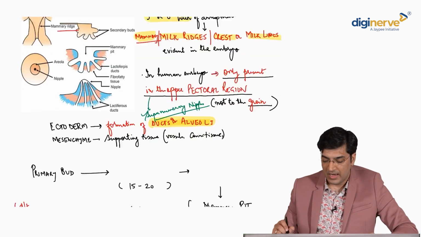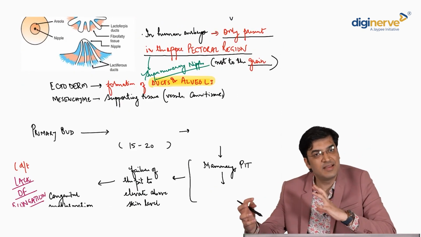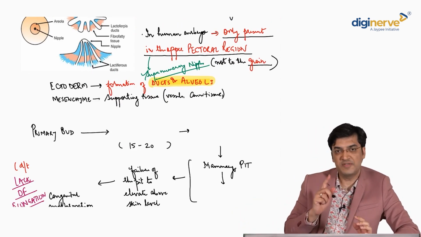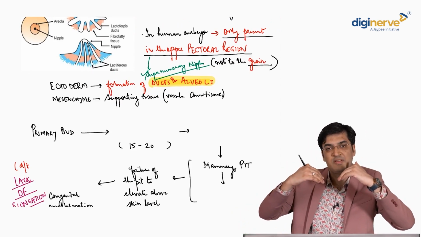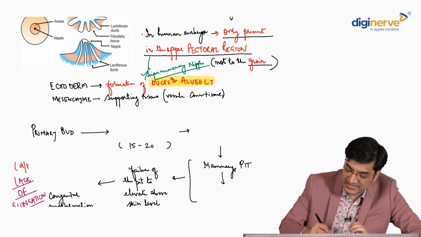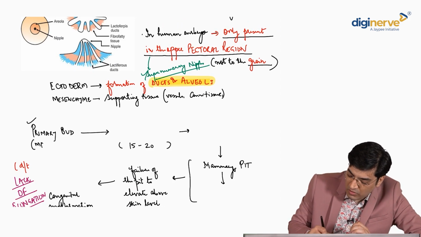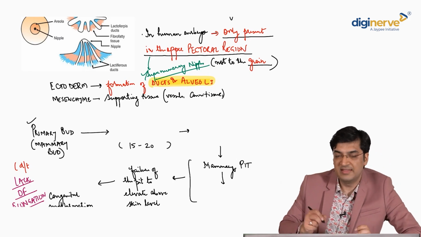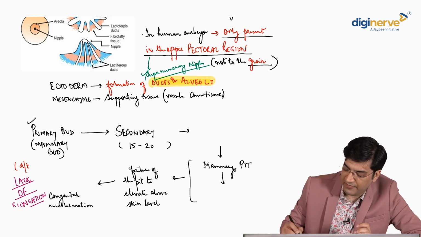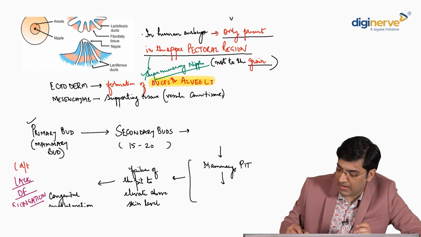Okay. All right. Now, how exactly does this embryological development take place? Let us go into it now. First of all, there is a pit which forms, from which forms the first primary bud. That is the first primary bud, also called the mammary bud. Okay, this gives rise to 15 to 20 secondary buds.